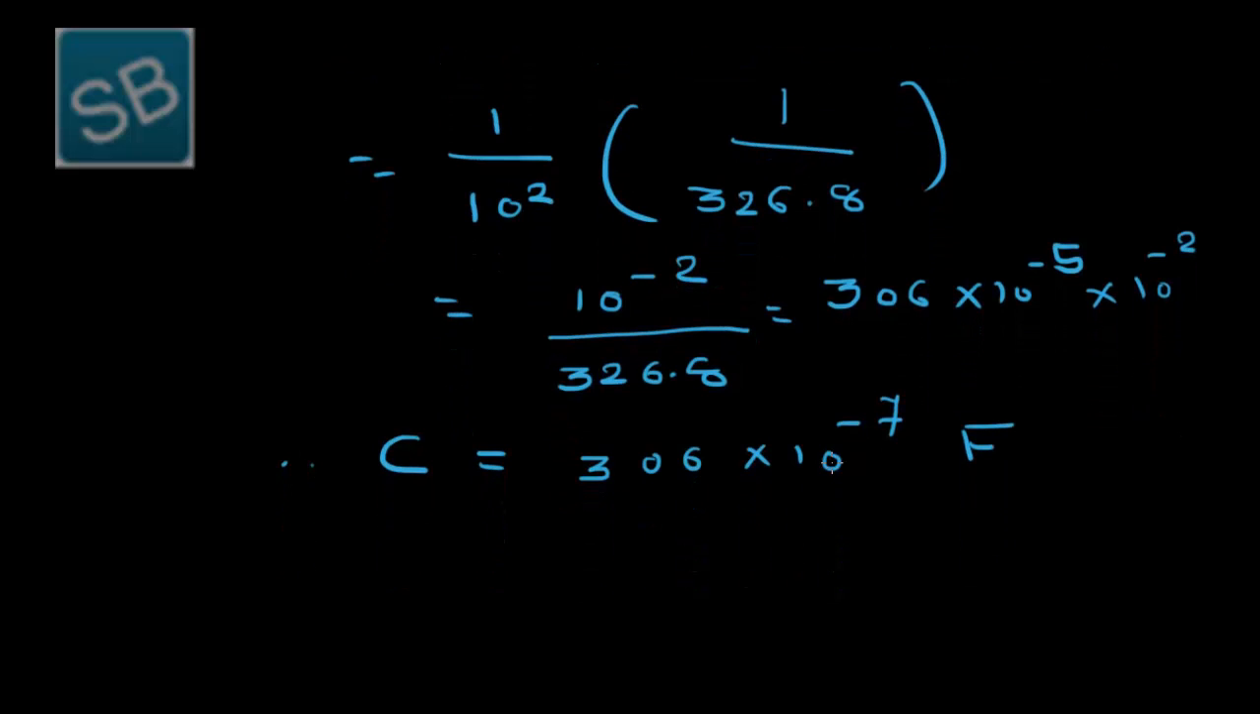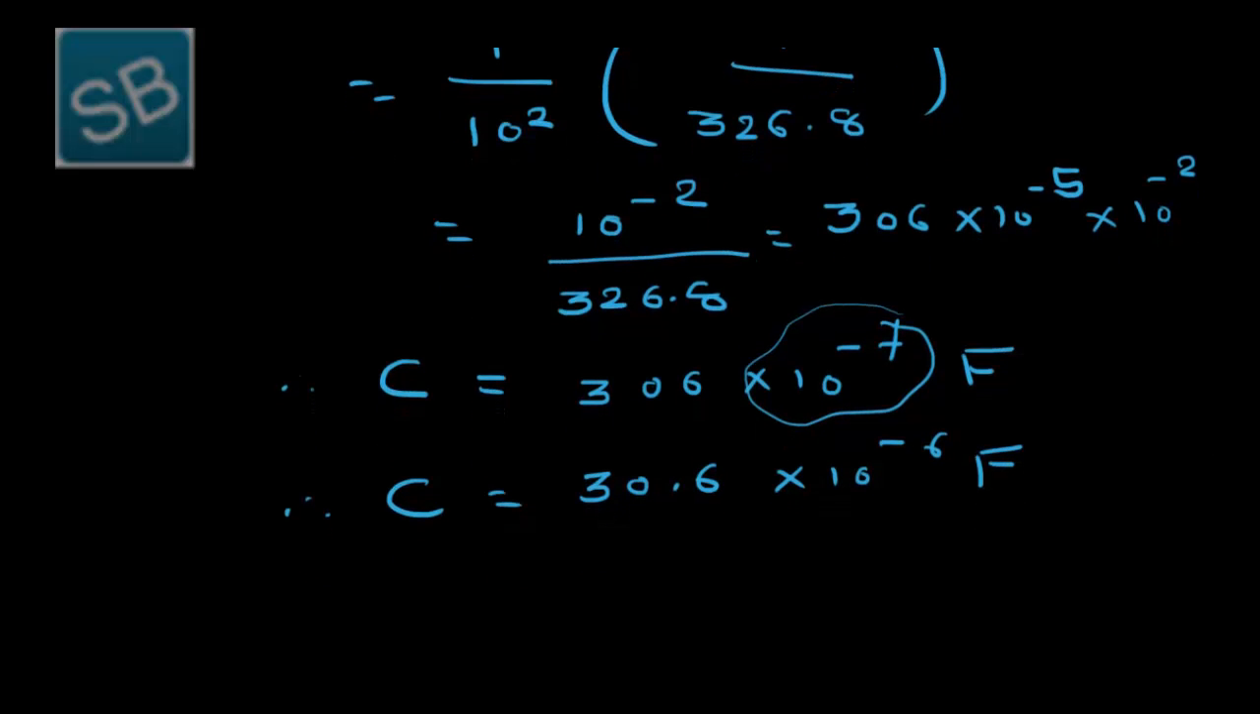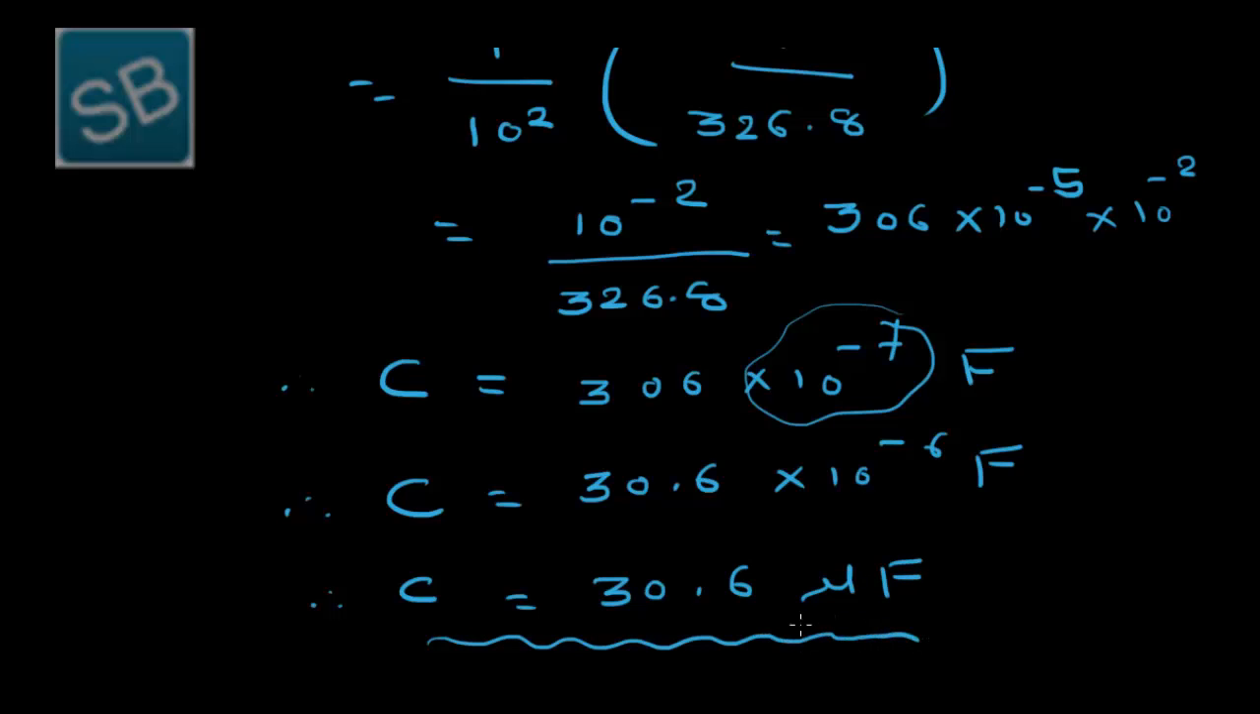But it is better that we write it in terms of 10 to power minus 6 Farad. So 30.6 into 10 to power minus 6 Farad. And we know that 10 to power minus 6 Farad is equal to 1 microfarad, and hence the value of capacitance of the given capacitor in the LCR circuit is 30.6 microfarad, and hence illustration number 14 is over.